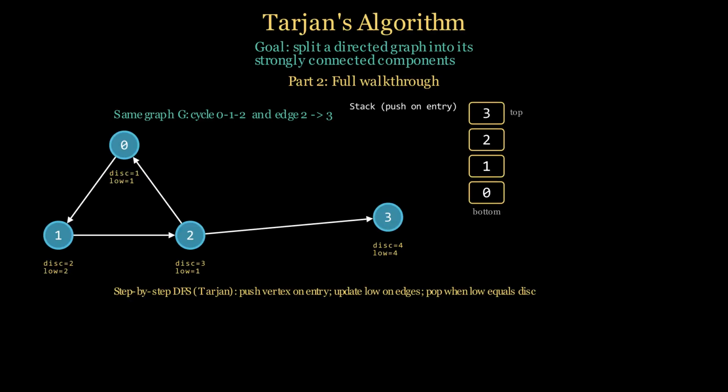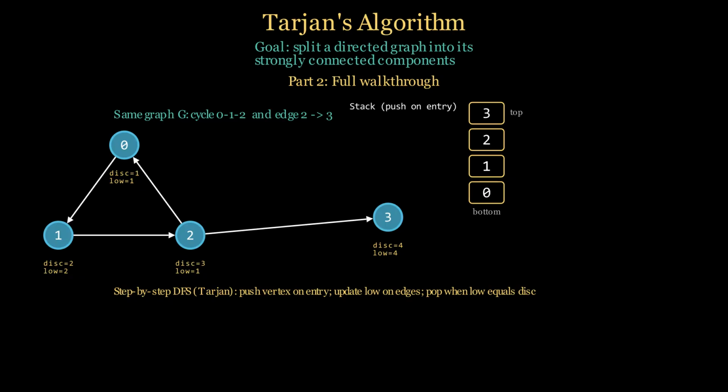Next, tree edge 2 to 3. This is the fourth discovery, so disc and low for vertex 3 are both 4. Push 3 on top. Here is the full stack with bottom and top labels, matching the Kosaraju scene.